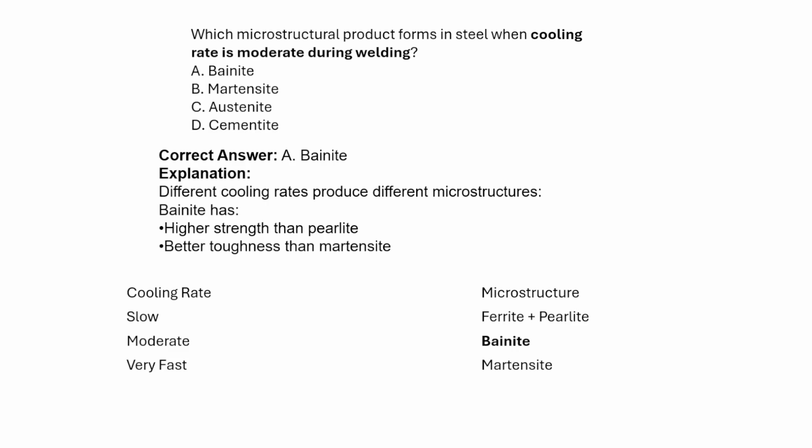Bainite has higher strength than the pearlite, and better toughness than the martensite. So here we can see how different cooling rates will produce different kinds of microstructure. Slower cooling gives ferrite and pearlite, moderate gives bainite, and faster cooling gives martensitic formation.